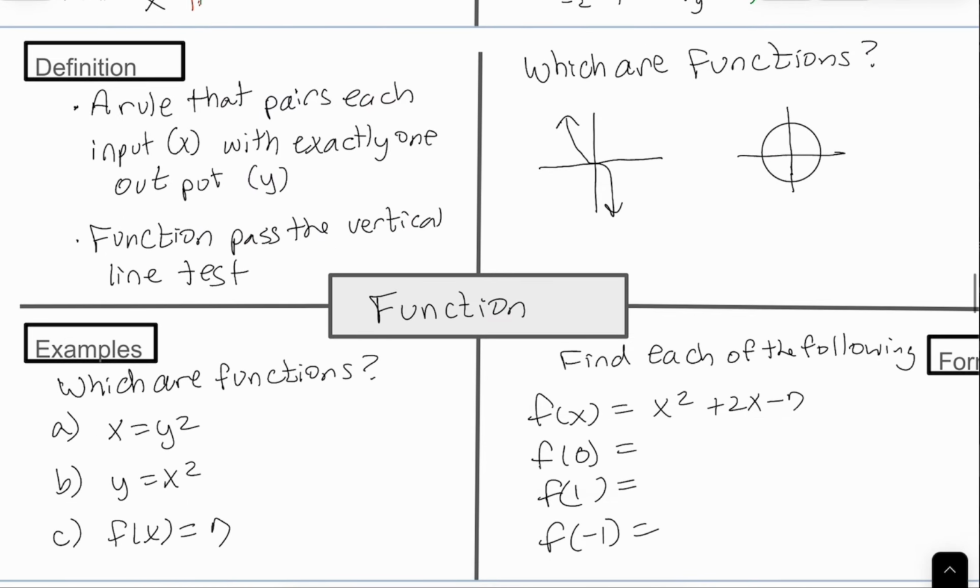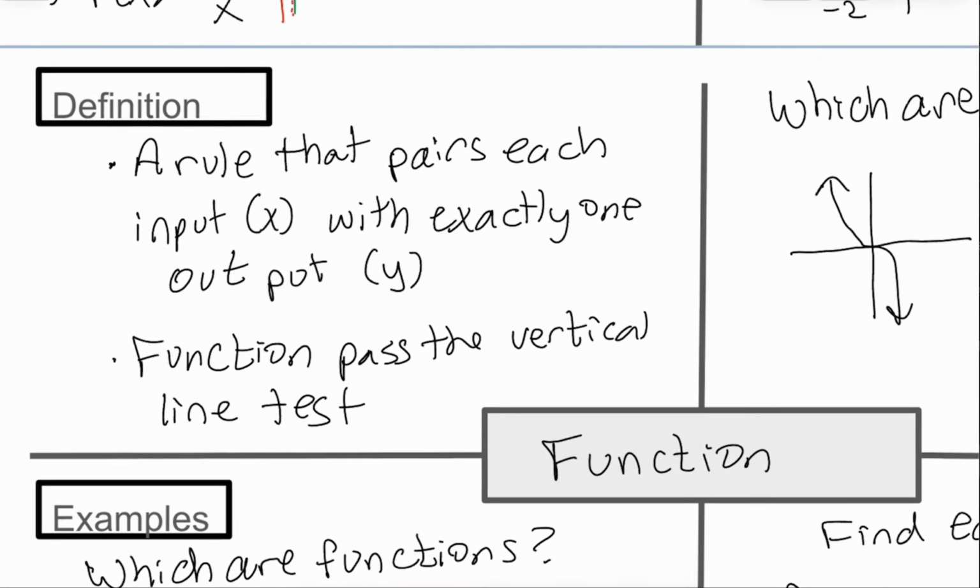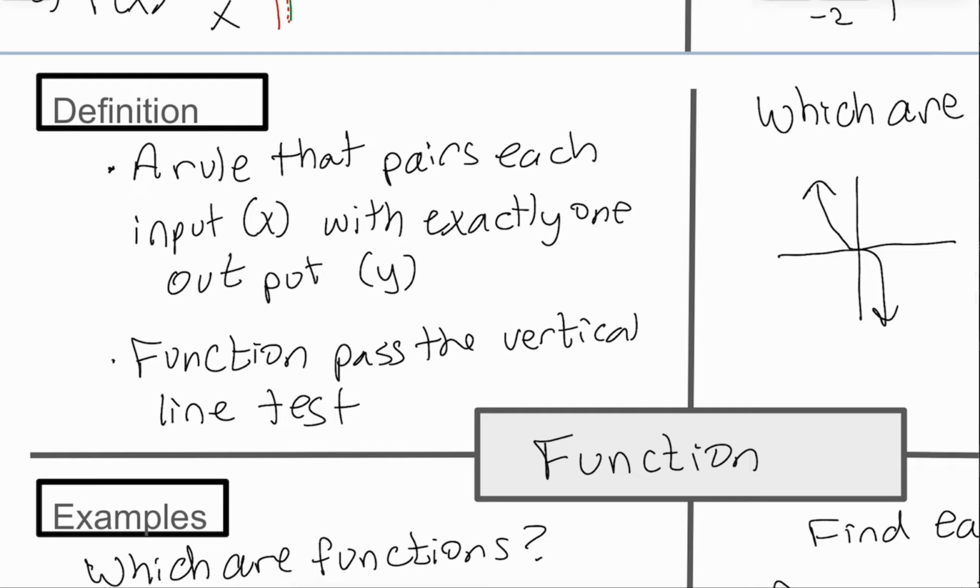Next definition we're going to talk about is a function. So let's start with our definition in the top left corner. We've got two different ways we can say it. It's a rule that pairs each input x with exactly one output y. So on a graph, a function passes the vertical line test, which means that any vertical line I draw will only ever hit it at most once.